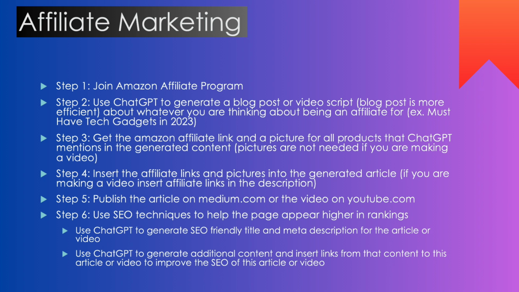So, for example, if you're looking to sell tech products, then you could ask ChatGPT to generate a blog post about must-have tech gadgets in 2023. And when you generate this post, ChatGPT is going to mention some products in the post that it generates, and then you're going to be able to just go on Amazon, get the link for those products, and edit the article that ChatGPT has generated. So you're going to include the affiliate link for all of those products that ChatGPT mentioned somewhere in the article that ChatGPT has generated.